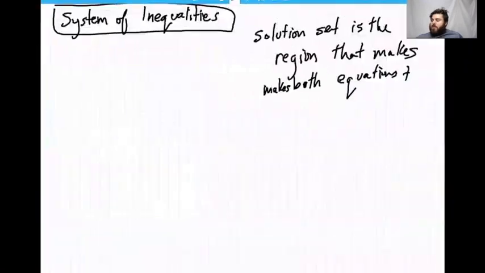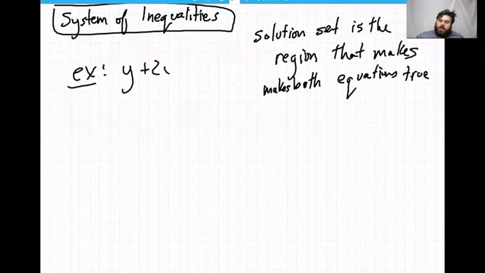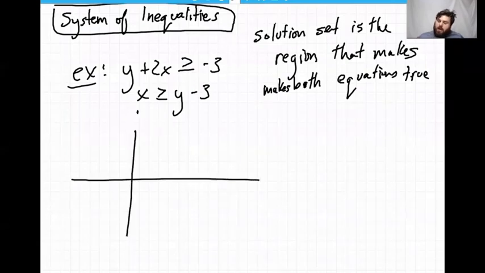So basically, when you test a point in the correct location, the actual solution set, it should make both of the inequalities true, okay? So let's look at a quick example. Y plus 2x is greater than or equal to -3, and x is greater than or equal to y minus 3, okay? I would graph both of these using zeros, the x-intercepts and the y-intercepts.